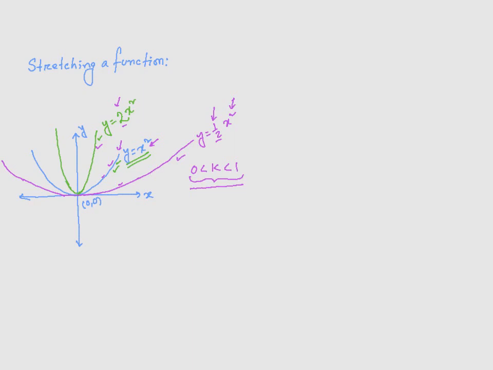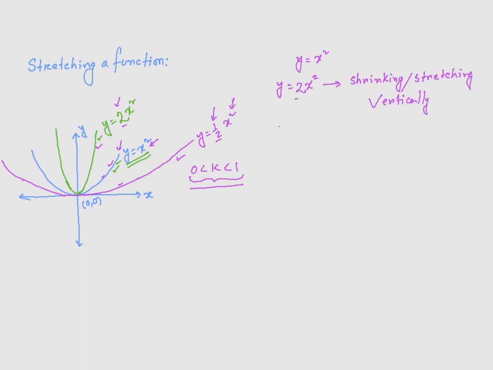Let me summarize what I talked about. My original function is y is equal to x squared. I have multiplied it by 2 different numbers. First was y is equal to 2 times x squared. I multiplied it by 2. The effect of this is shrinking or stretching the function vertically by a factor of 2.